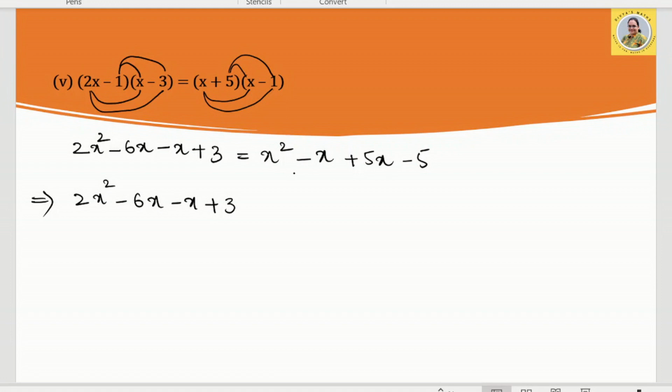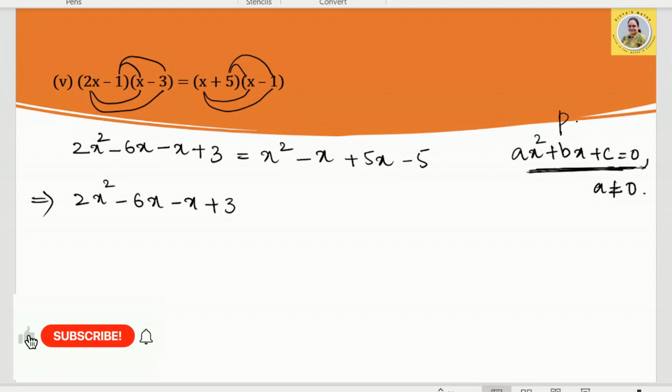So we will get all the RHS terms to LHS. We are trying to get this equation in the standard form, which is ax square plus bx plus c is equals to 0, where a is not equals to 0. That is the reason we are getting all the terms which are in the RHS to LHS, so that we can get it in this form, which is p of x is equals to 0.